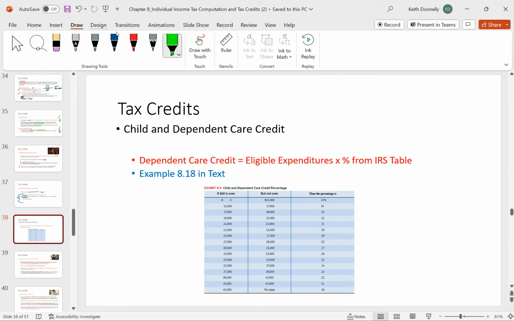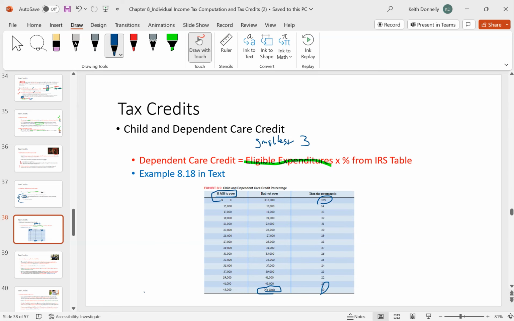So what you do is, hey, you take your eligible expenditures, the smallest of the three, times the percentage from the table. And this is basically looking at your AGI, and it goes from 35% down to 20%. There is kind of no cap on this, no limit.